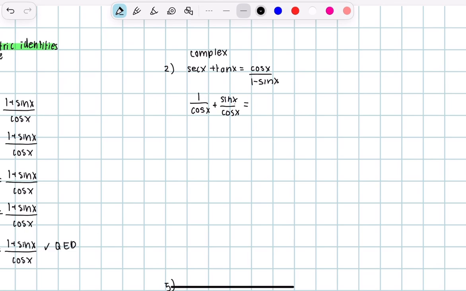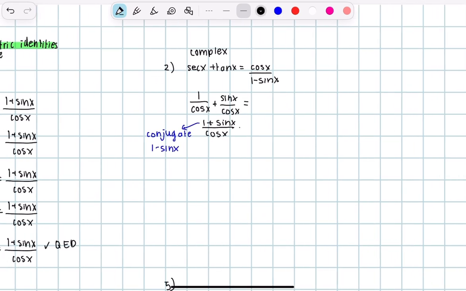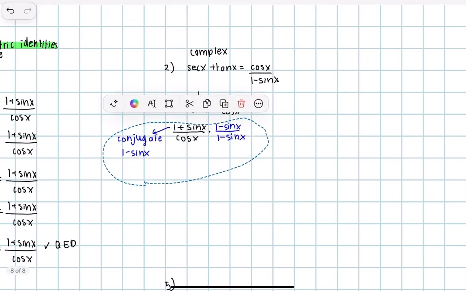After we have this, we can see that they both have the same denominator, so you can just rewrite this as 1 plus sine x divided by the common denominator of cosine x. After this, we can use the conjugate of 1 plus sine x. And the conjugate of 1 plus sine x is just 1 minus sine x. So then we multiply the top and the bottom by 1 minus sine x. And we can move this over to make this straight.